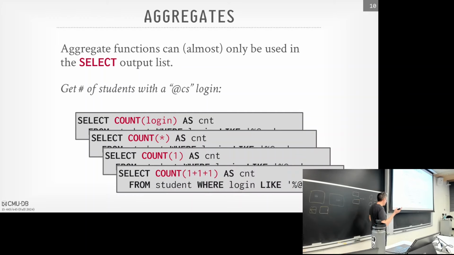You can put other crazy things in the count function. You can do 1 + 1 + 1. Again, it doesn't mean anything. The database system will just ignore that computation if they do it correctly. And all of these will produce the same answer.